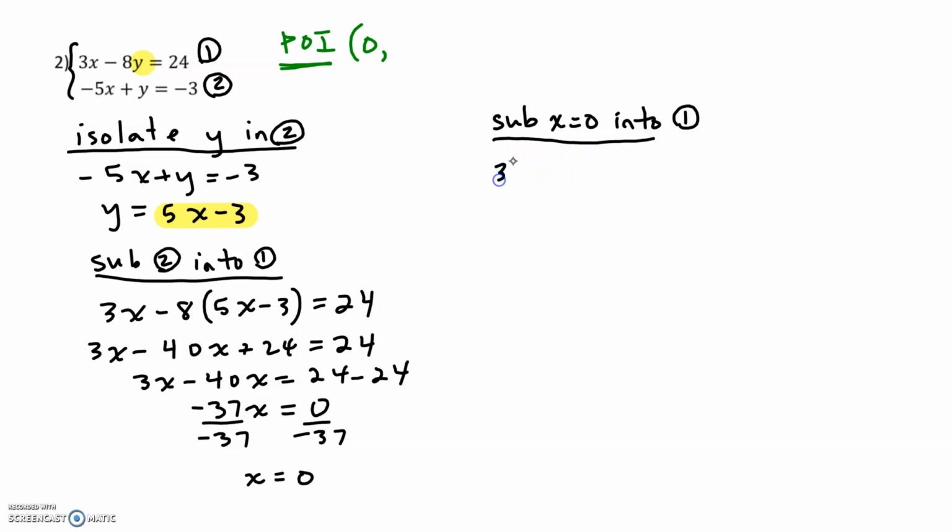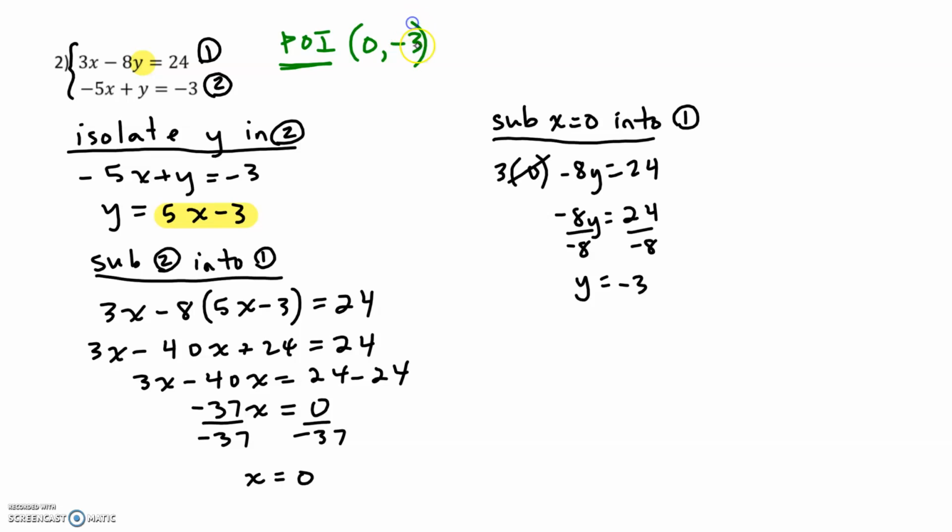So that's going to be 3 times x. So now it'll be 3 times 0 minus 8y equals 24. So 3 times 0 is gone. I'll have negative 8y equals 24. And we'll divide both sides by negative 8. So y is going to equal negative 3. So there's my POI. Make sure you state it. And then let's do our check.